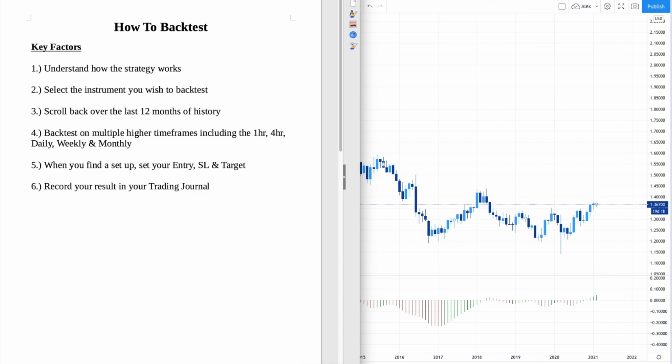I am going to scroll back over the last, well, I'm not going to scroll back over the last 12 months, but I would always suggest scrolling back over the last 12 months of history and data as a bare minimum in terms of how to backtest. Ideally more, 12 to 24 months. Number 4, backtest on multiple high time frames.